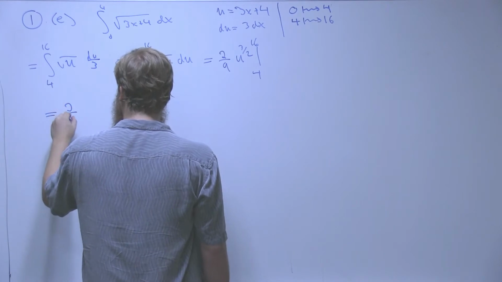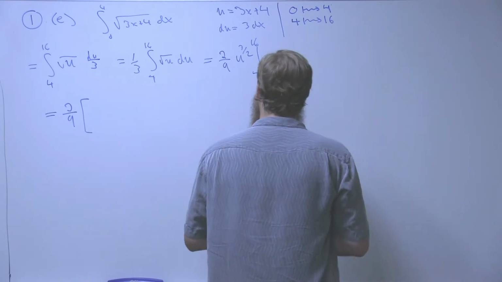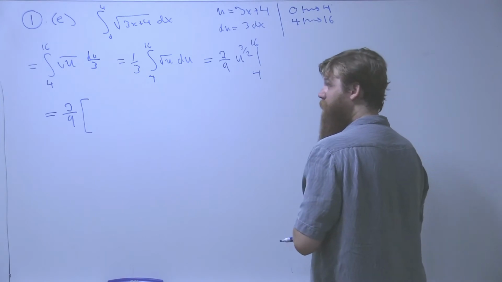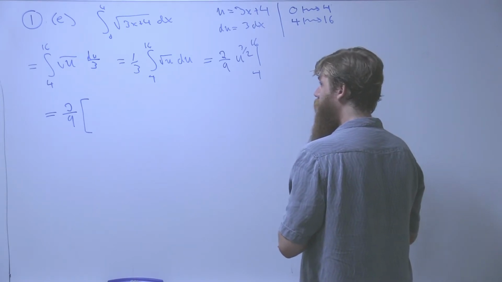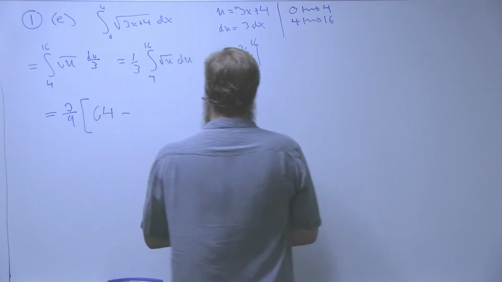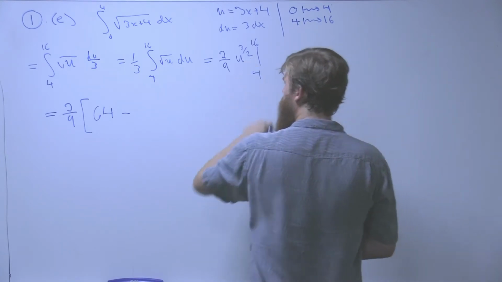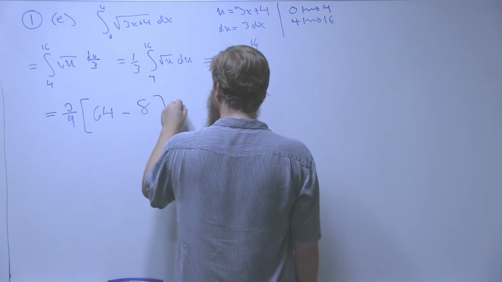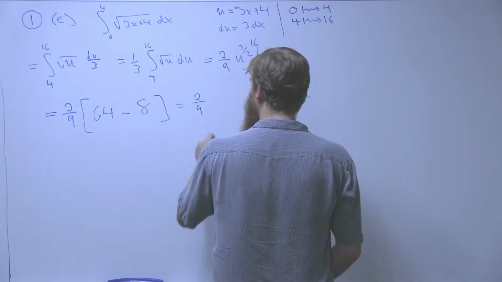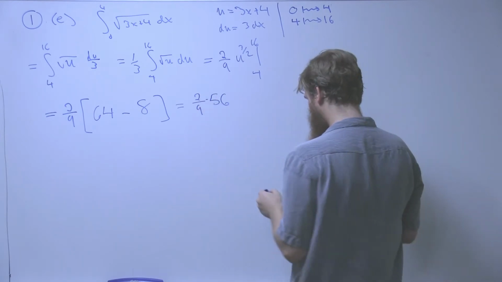I'm going to leave my 2/9 factor out front when I do my evaluation. If I plug 16 in, 16 to the 3 halves, well, I need to take the square root and then cube it. The square root of 16 is 4. 4 cubed is 64. So this is 64 minus, if I take 4 and plug it in here, the square root of 4 is 2. 2 cubed is 8. So this is 64 minus 8. So altogether I have 2/9 times 64 minus 8 is 56. 56 is divisible by 9, so you can simplify that if you like. I'm not going to.